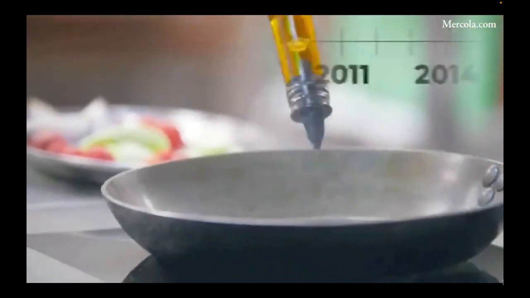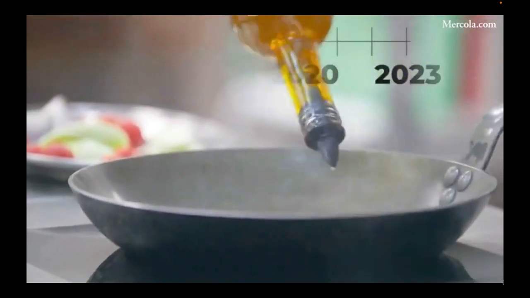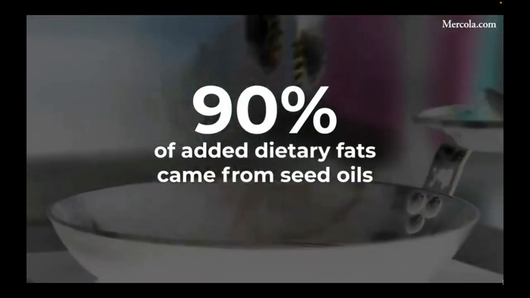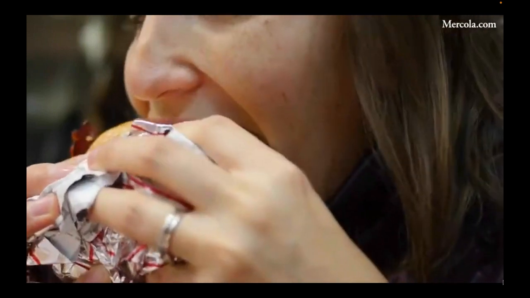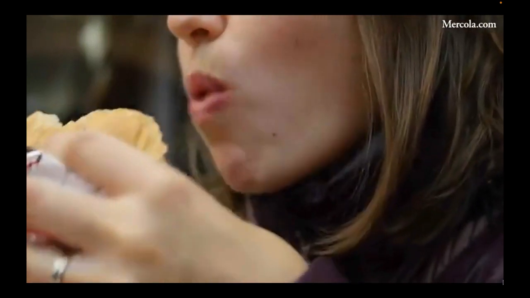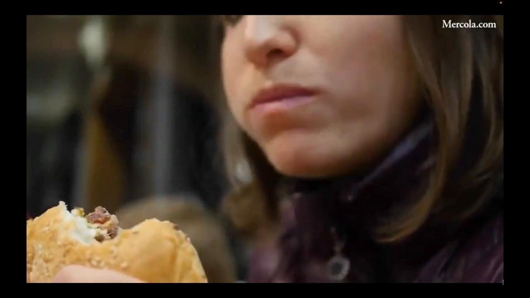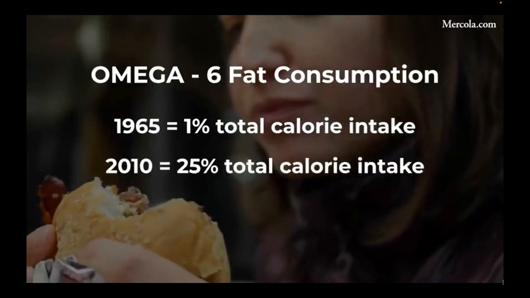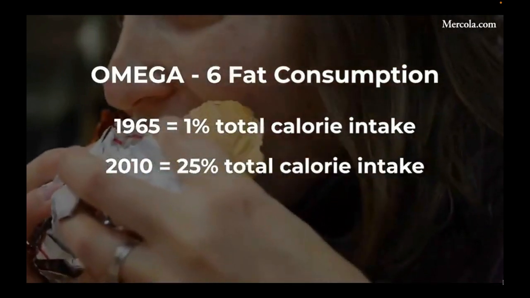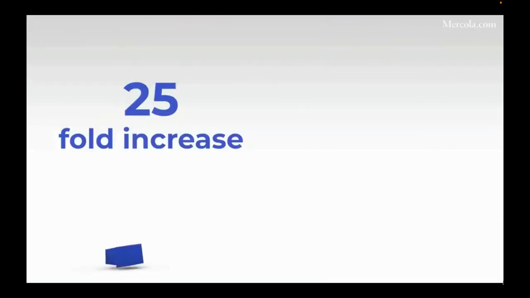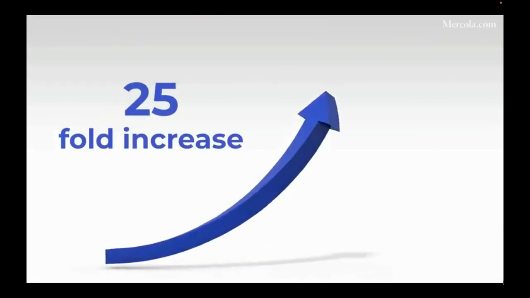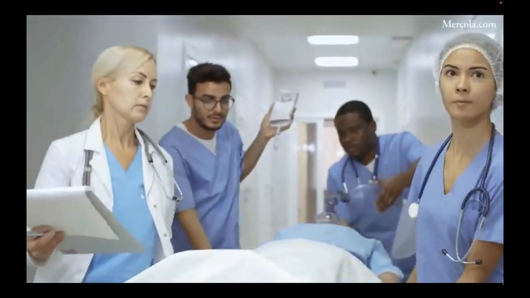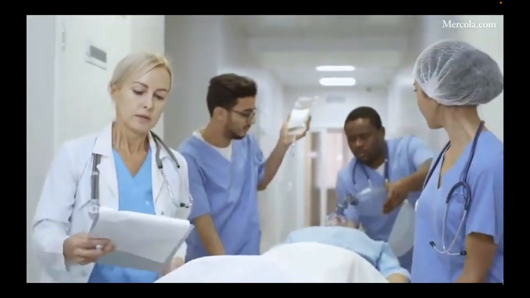Consumption of these toxic fats increased over the next century to the point that nearly 90% of added dietary fats came from seed oils. Omega-6 fat consumption as a percentage of the typical diet at that time accounted for nearly 1/100th of total calorie intake in 1865 and increased to more than 1/4 of total calories by 2010. That, my friends, is a 25-fold increase, and in my view, the primary explanation for the radical increase we're seeing in virtually all chronic degenerative diseases.